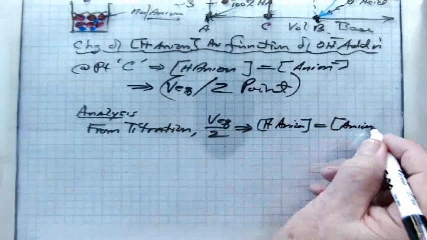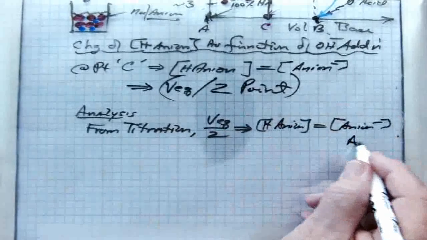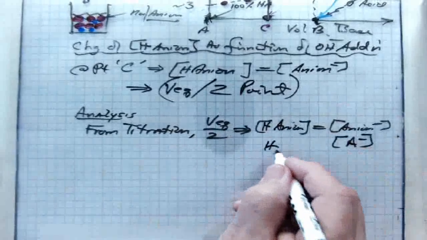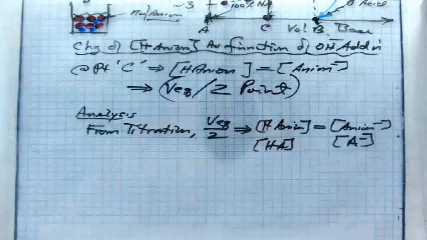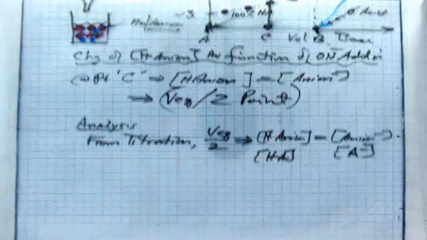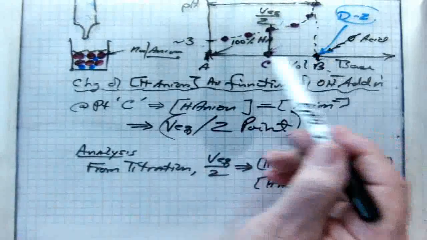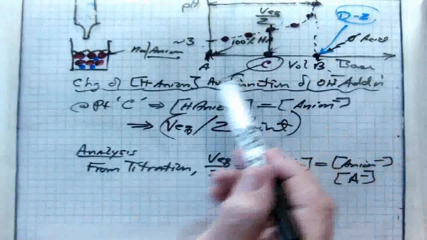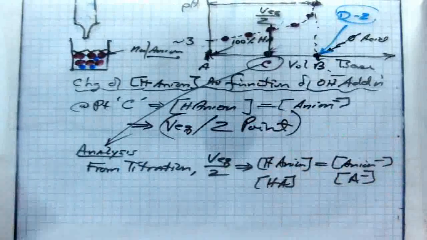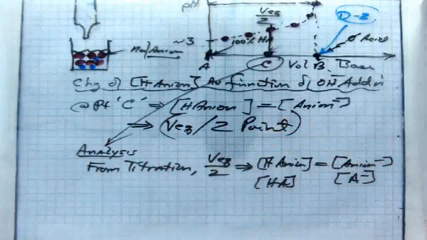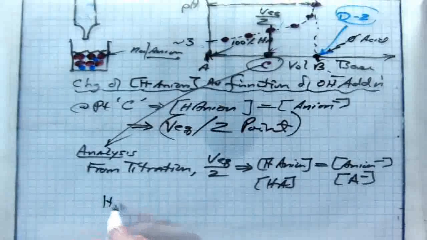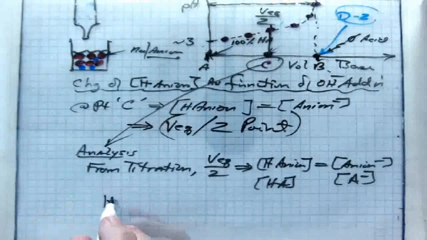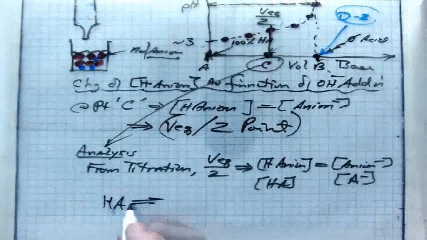At VEQ over 2, what happens is the HA equals the anion concentration. And as a result, at VEQ over 2, in the expression, we can cancel that out right there. And the hydronium ion concentration at VEQ over 2 is equal to the Ka value.